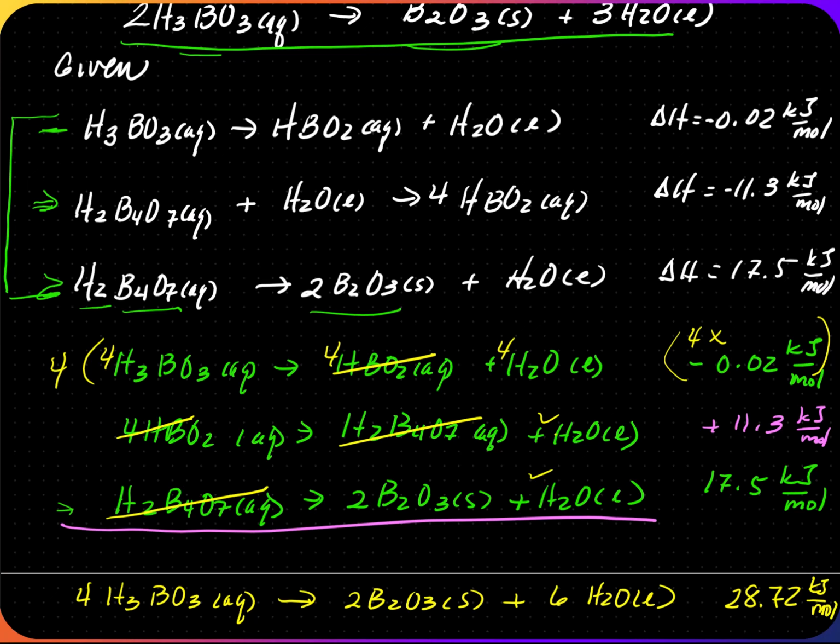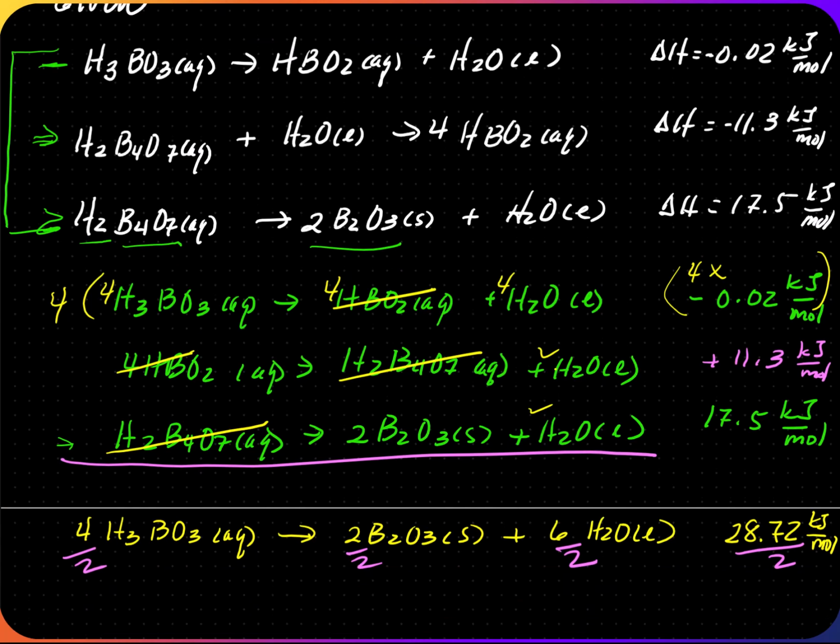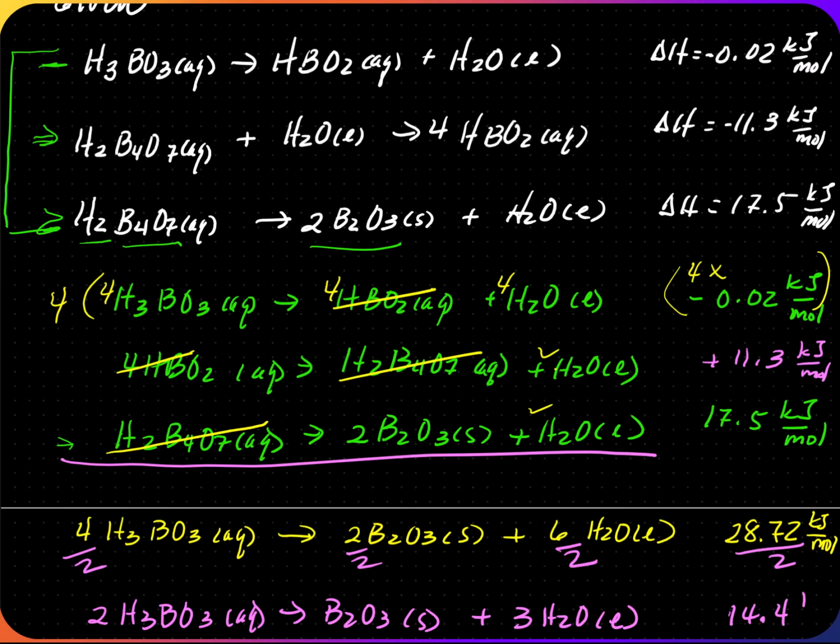I have to divide the entire equation by 2. So when I do that, I divide that by 2, this by 2, this by 2. That means I have to divide the delta H by 2. So this is now 2 H3BO3 yields B2O3 plus 3 H2O. You have to rewrite the equation. And this becomes 14.4 kilojoules per mole.